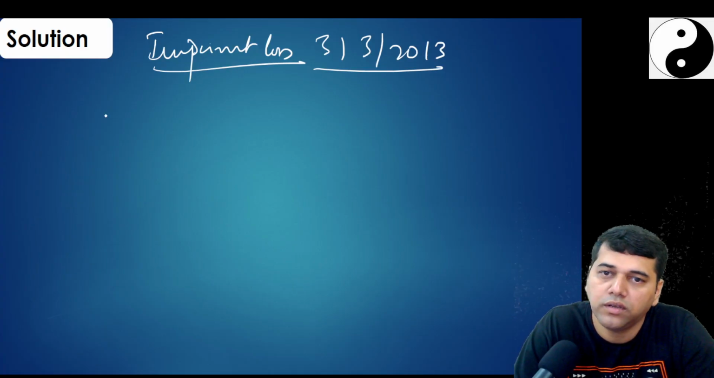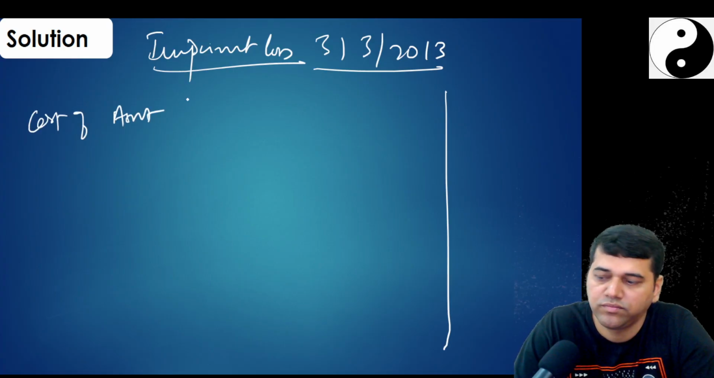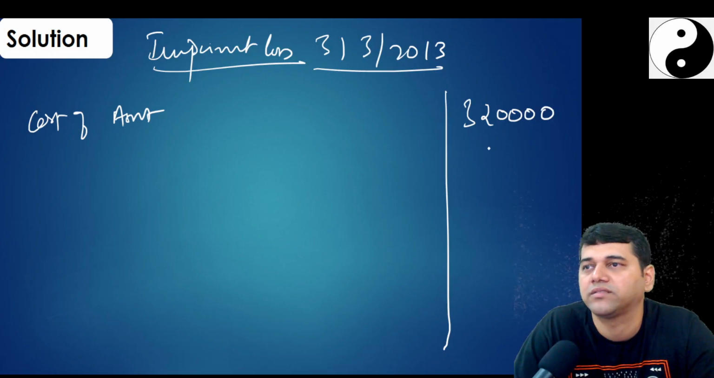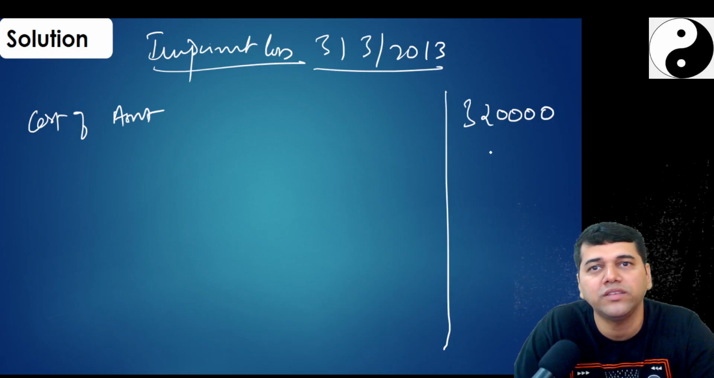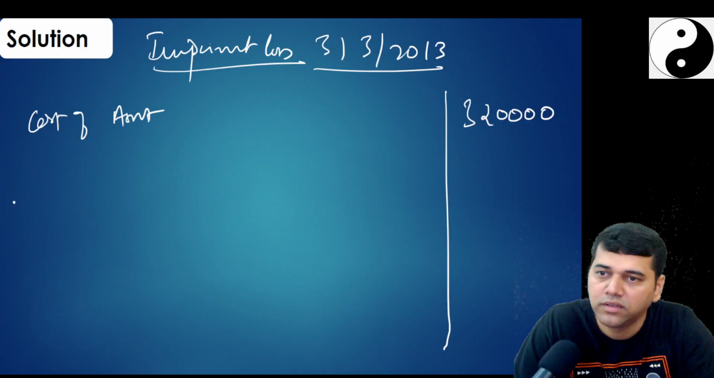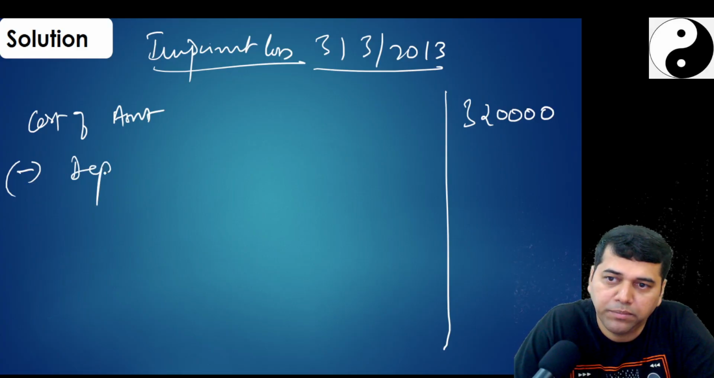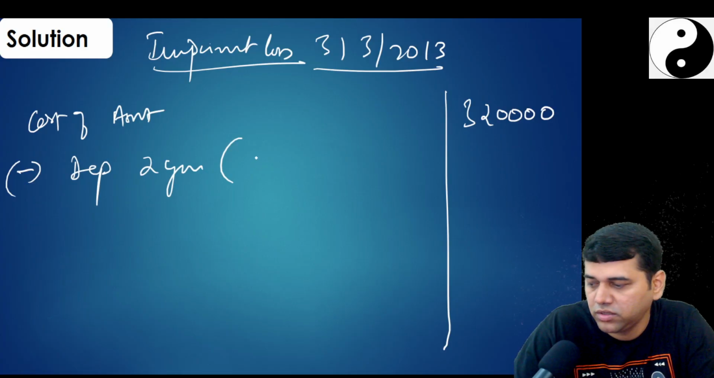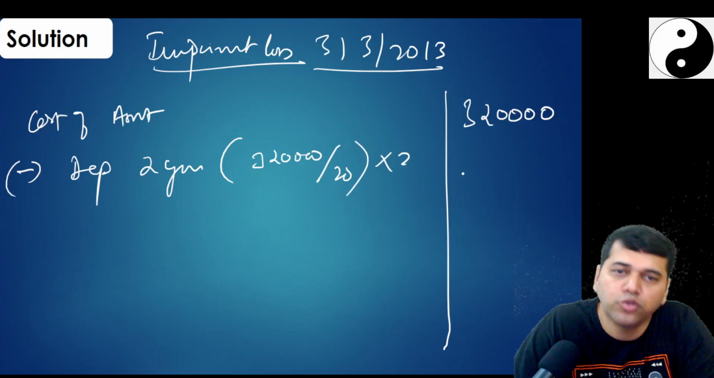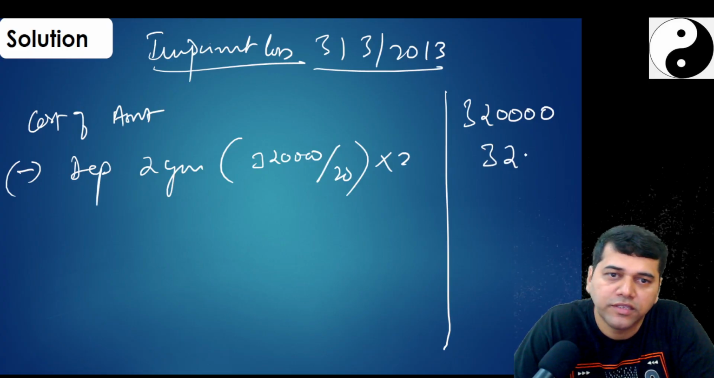Now what is your historic cost of asset? 3,20,000 net assets, because the entire CGU is at book value or cost of the net assets. How many years' depreciation do I need to charge? 2 years, less depreciation for 2 years. How much? 3,20,000 divided by 20 into 2. So you get 32,000.